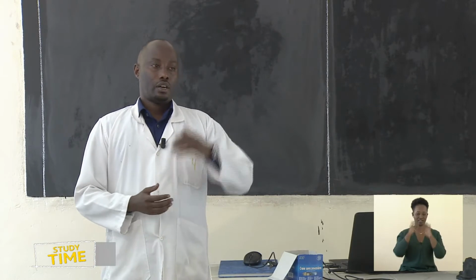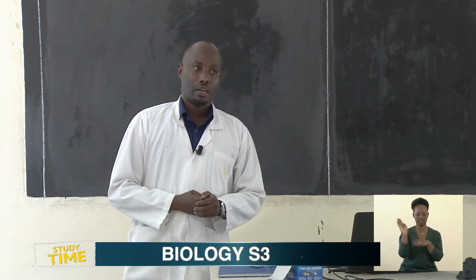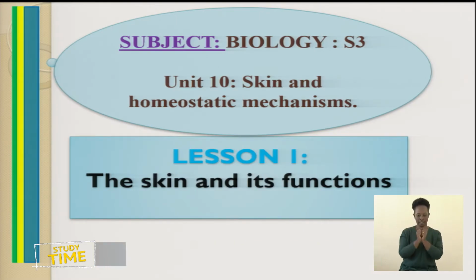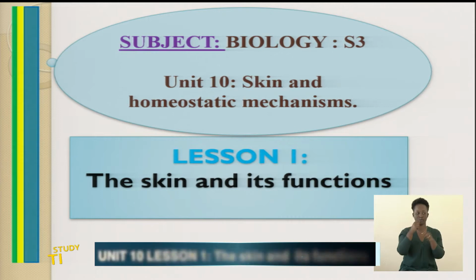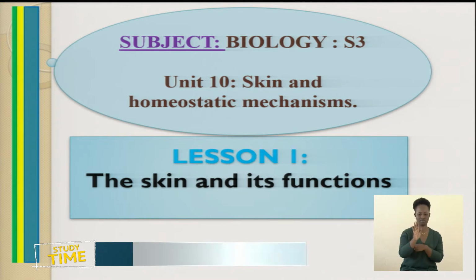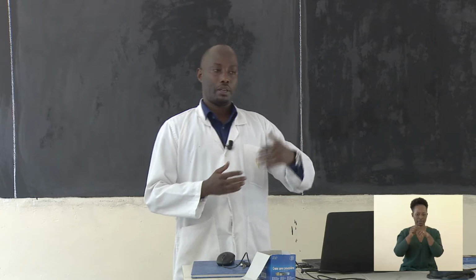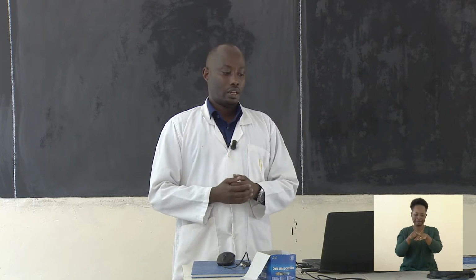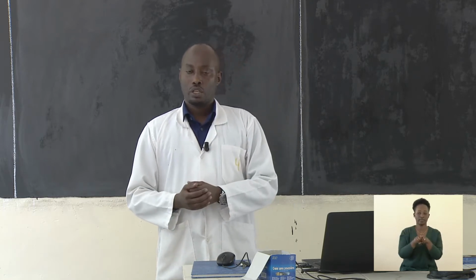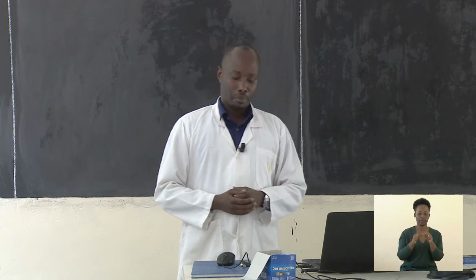As you know, I'm called Teacher Hubert. I'm going to be taking you through biology of year 3, unit 10. The unit is concerning the skin and the homeostatic mechanism. In lesson 1, we're going to be discussing the skin. If I talk about the skin, I mean the structure of the skin, its parts, and we're going to talk about the functions of the skin.